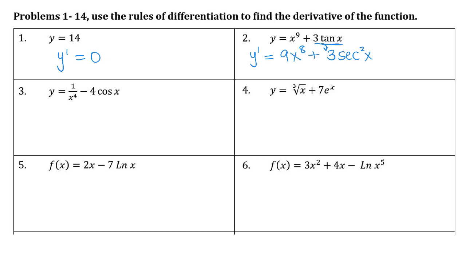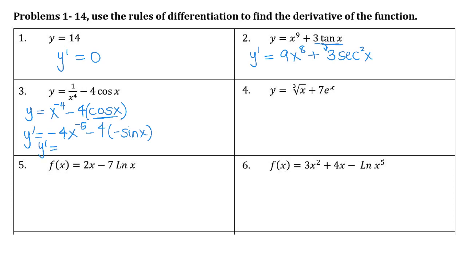Number 3, we do need to change 1 over x to the 4th to be x to the negative 4. Then we have minus 4 cosine x. And if you want to think of this as separate, you can. So then we have y equals negative 4 x to the negative 5th minus 4 times, and whatever the derivative of cosine is, which is negative sine x. And so our final answer here is y prime equals negative 4x to the negative 5 plus 4 sine x.